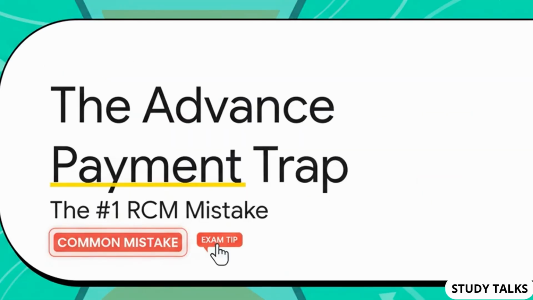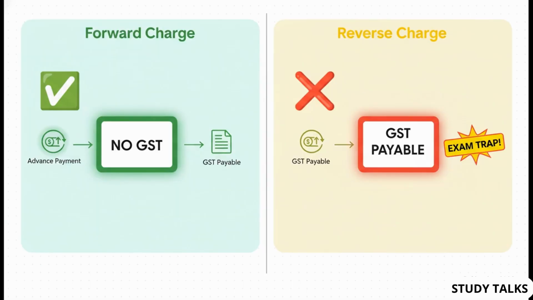Okay, this is it. This is the moment we've been building up to. This is the single biggest point of confusion, the #1 mistake that costs students marks on RCM, and it's the absolute key to solving that question from the beginning. So please, pay very close attention right now. On the left, you see the rule that everybody knows and loves. For goods under forward charge, thanks to a handy notification, there is no GST on advances. You only worry about tax when the invoice comes. We're all comfortable with that.